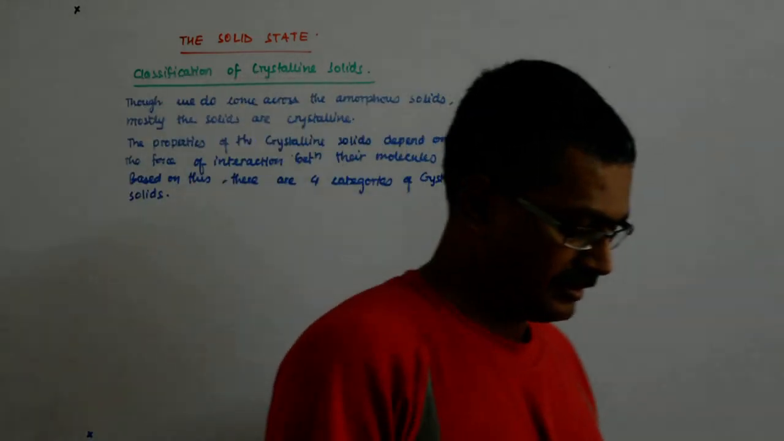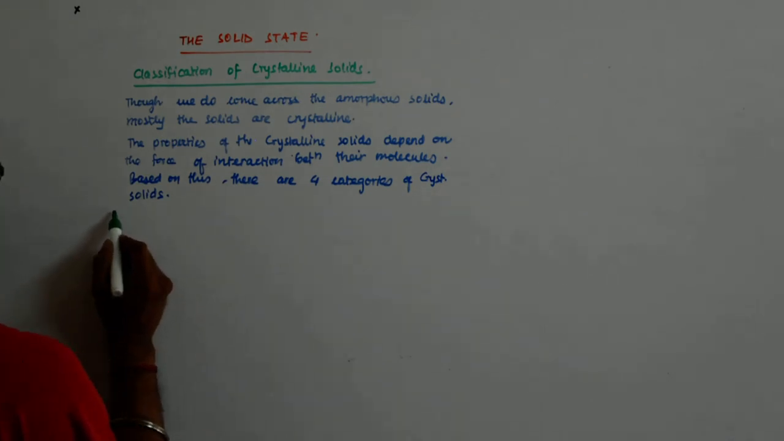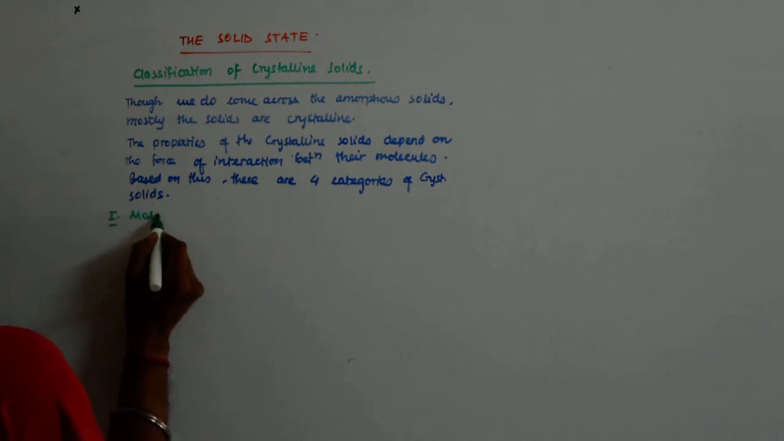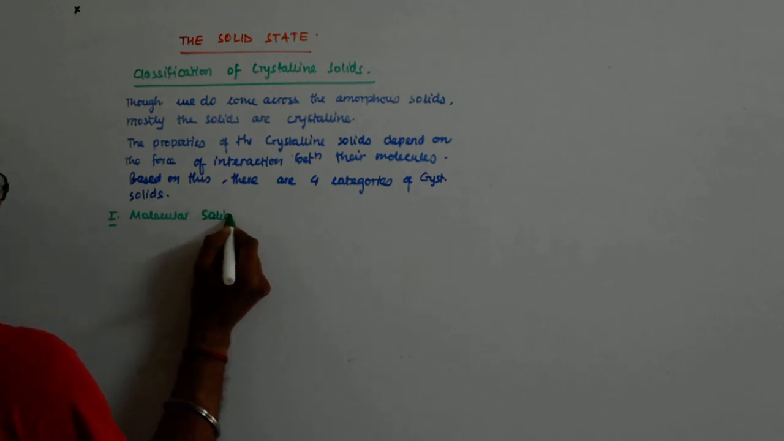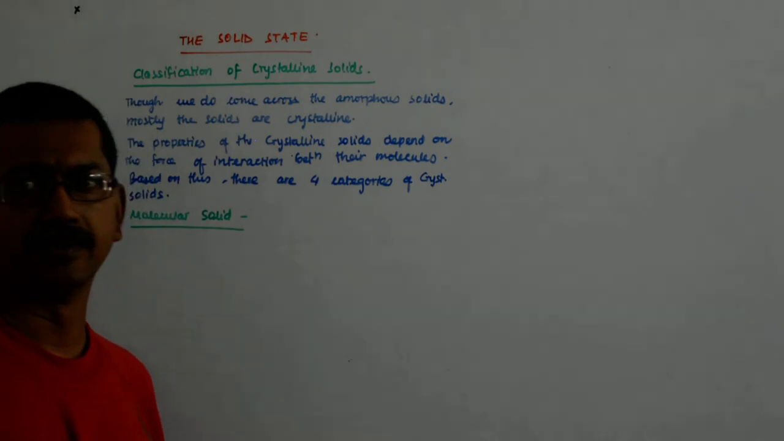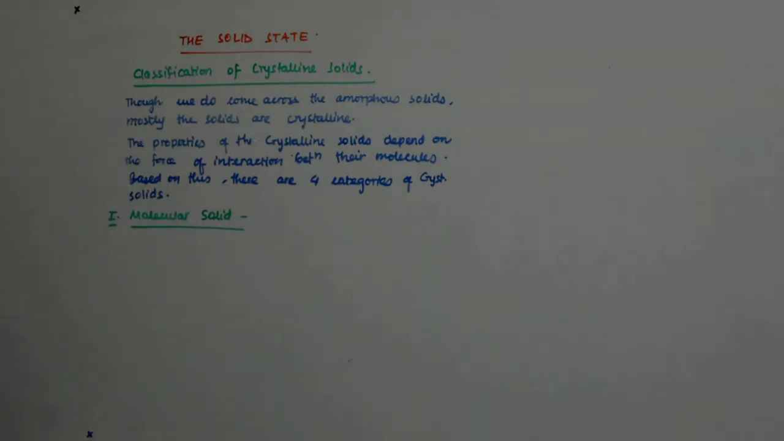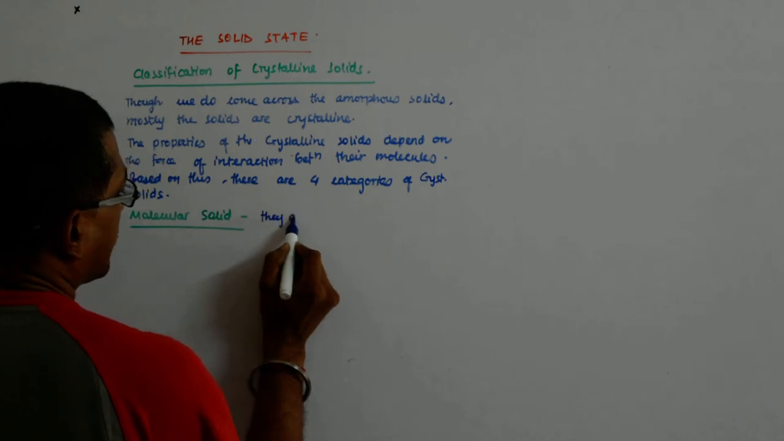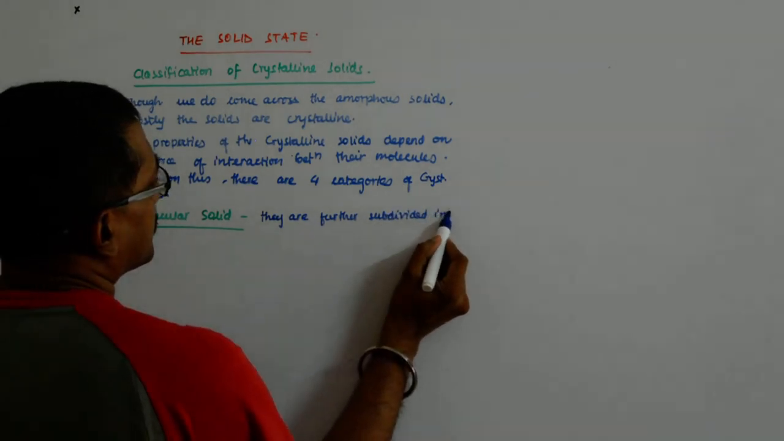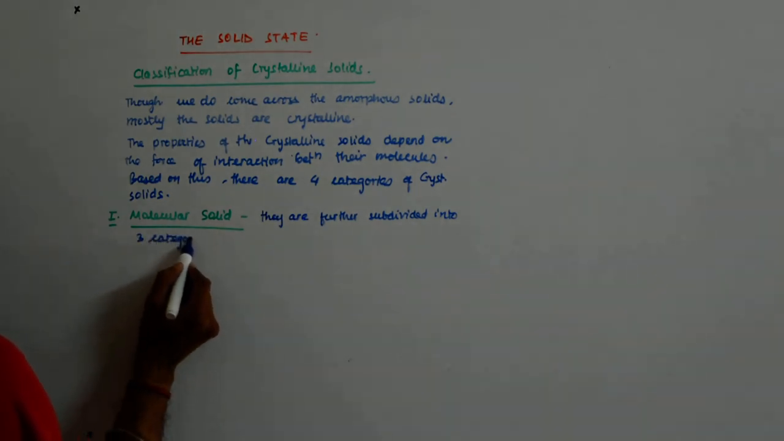So the first in line is the molecular solid. So the first is the molecular solid. Okay? It is the molecular solid. Okay? The forces which hold together the molecular solid are weak forces. Okay, they are weak forces. So they are further subdivided into three categories. Okay, three categories.